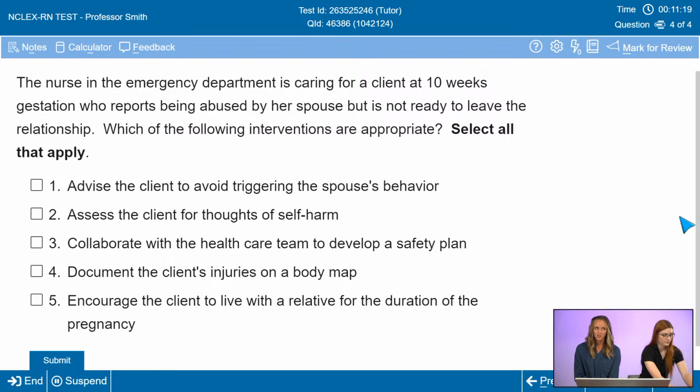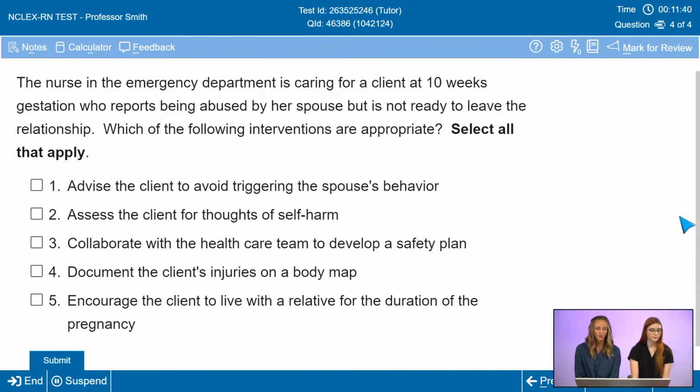And if you feel like there's a patient who might be suffering from a hard situation, maybe taking time to look into that a little bit further. And so going into this question, we are looking at appropriate interventions for a client who has reported abuse from her spouse but is not ready to leave the relationship.